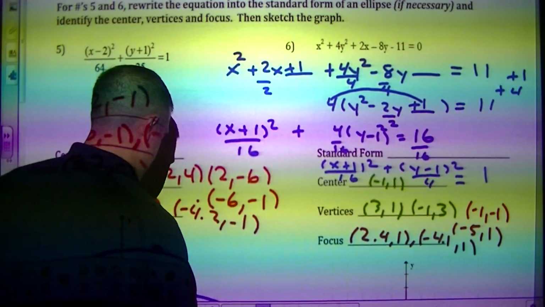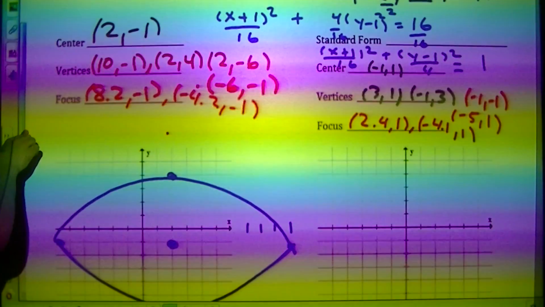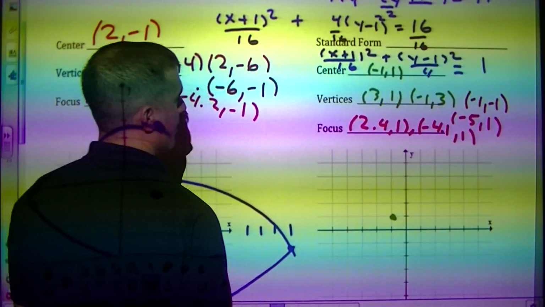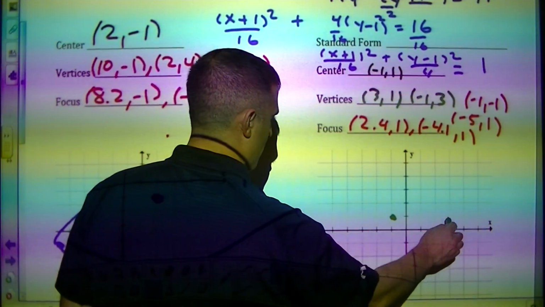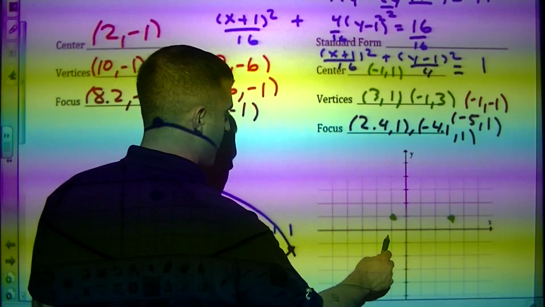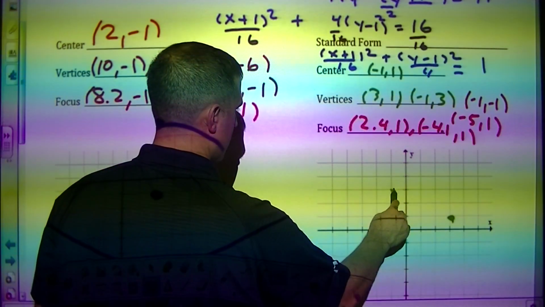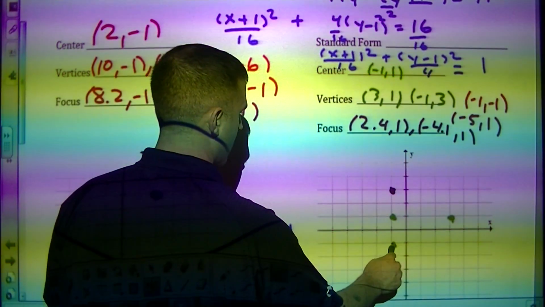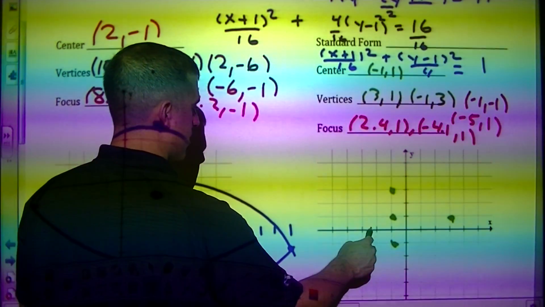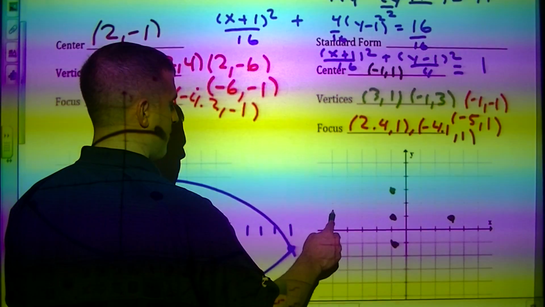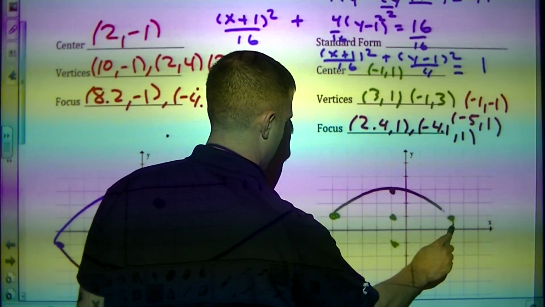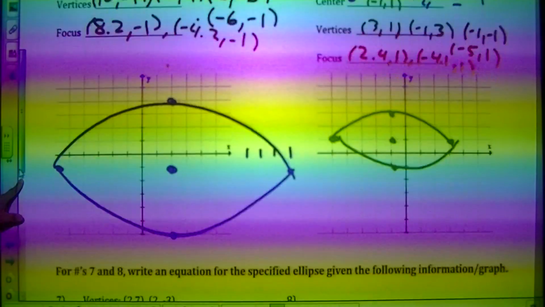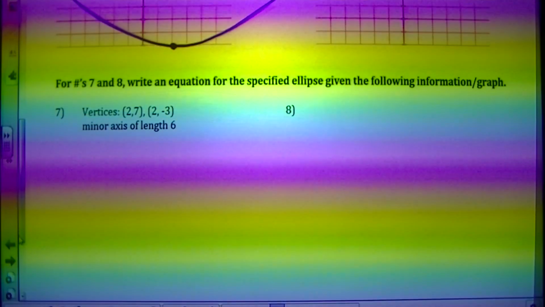So that's that. All I gotta do now is graph the vertices. Center is negative 1, 1. One vertice is 3 over 1 up. Other vertice is negative 1 over 3 up. Negative 1, negative 1. And negative 5, negative 1. Negative 5, 1. And there's my graph.